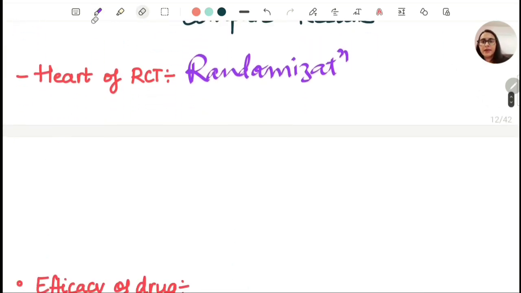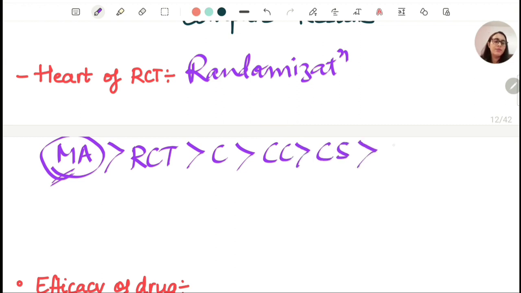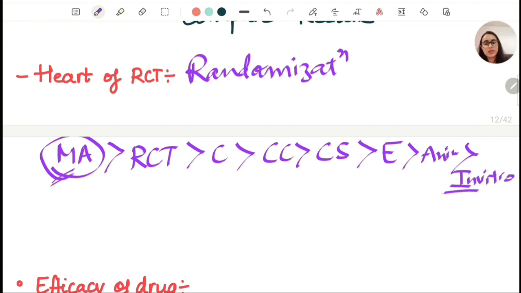So the best study design is meta-analysis. It is a combination of all the analyses. So earlier people have done cohort studies. You take all the cohort studies, mix all these studies and make one new study from pre-existing studies. So that will be a meta-analysis. It is a study of studies, analysis of analyses. So meta-analysis is better than randomized control trial, is better than cohort study, is better than case control study, is better than cross-sectional study, is better than ecological study, is better than animal research, is better than in vitro or test tube studies. So this is the sequence.